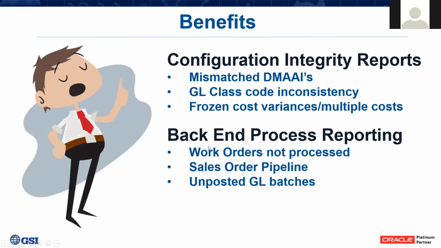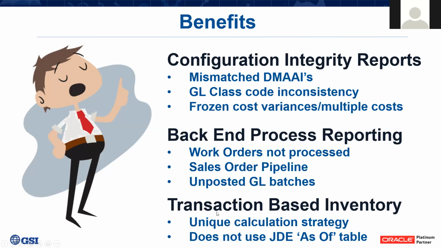Okay, we have the back-end process reporting. You'll see the work orders that haven't made it through manufacturing, or the sales orders that haven't made it through sales update. You'll see anything that's unposted, and it will tell you if it's missing a header or not. So all these things that we've talked about, right?